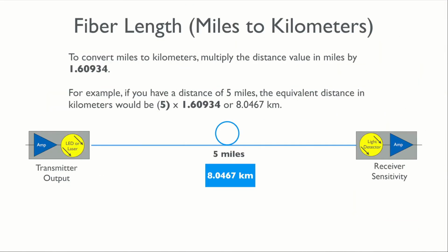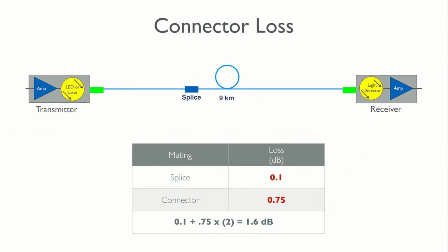Fiber specifications are in dB per kilometer. To convert miles to kilometers, multiply the distance value in miles by 1.60934. For example, if you have a distance of 5 miles, the equivalent distance in kilometers would be 8.0467 kilometers. Splices and connectors also contribute to the loss budget.